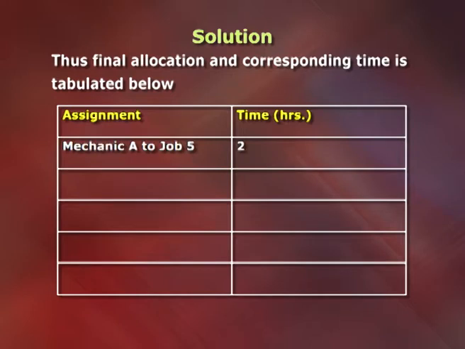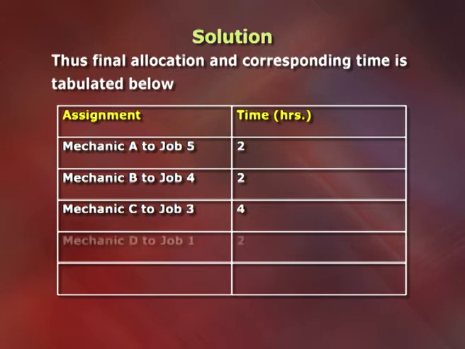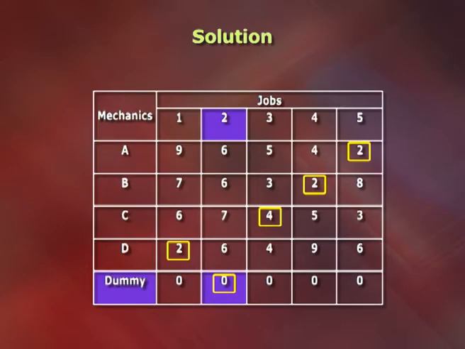So, mechanic A should be assigned job 5 and 2 hours are required. Mechanic B to job 4, 2 hours are required. Mechanic C to job 3, 4 hours will be required. And mechanic D to job 1, 2 hours are required. So, total allocation will be 10 hours. Here it is important to note that job 2 is assigned to a dummy mechanic, and so job 2 will remain unattended. Let us summarize the whole assignment problem.